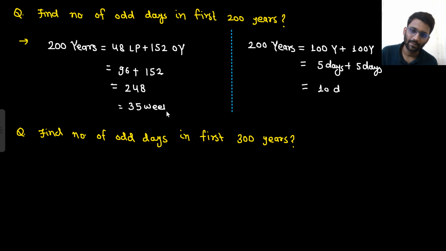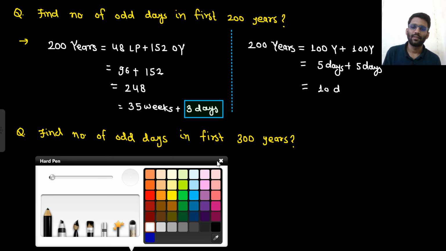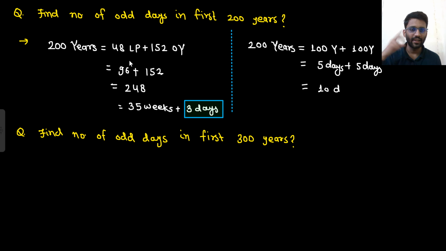35 weeks plus 3 odd days. So, here I did a mistake. That should not happen: every leap year has 2 odd days and an ordinary year has 1 odd day only.